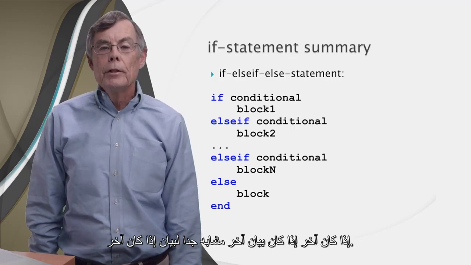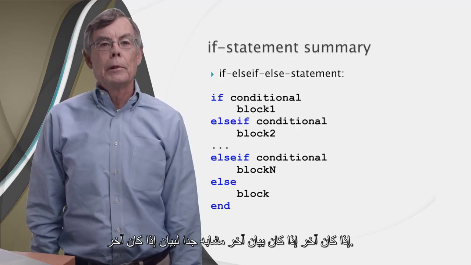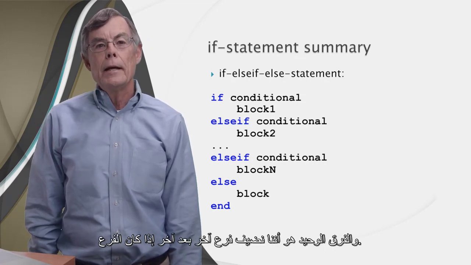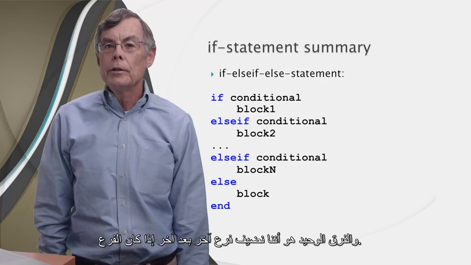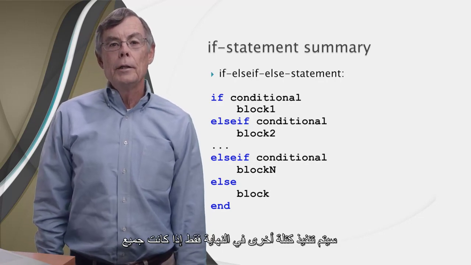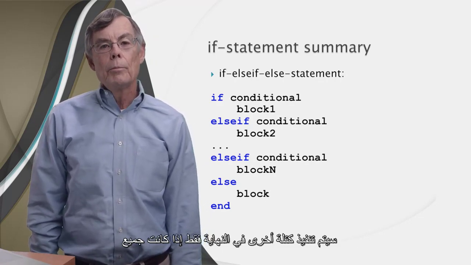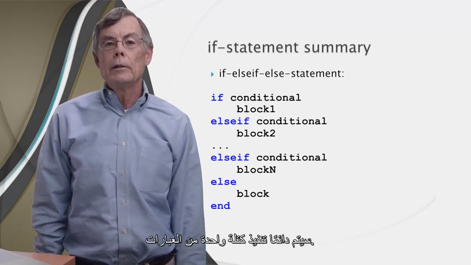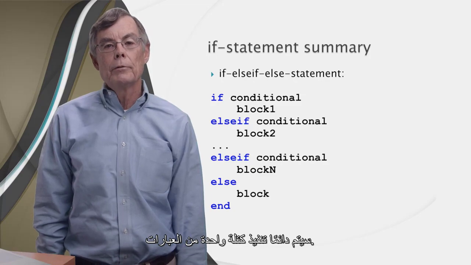The if-else-if-else statement is very similar to the if-else-if statement. The only difference is that we add an else branch after the last else-if branch. The else block at the end will be executed only if all the previous conditions are false. But because of that else branch, exactly one block of statements will always be executed.